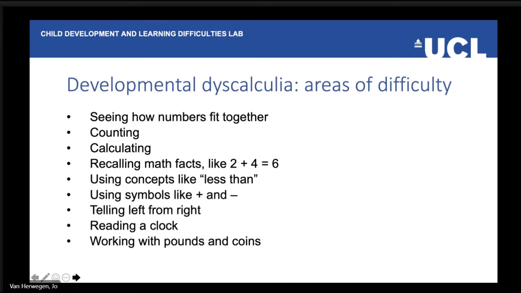Understanding concepts like less than, more than, even understanding that addition means you go up the number line, taking away means you go down the number line, or it needs to be a smaller number. Telling left from right is another one, which again relates also to dyslexia, similar to what we see there. Reading a clock could be a problem, as well as working with pounds and coins and understanding the value of money.